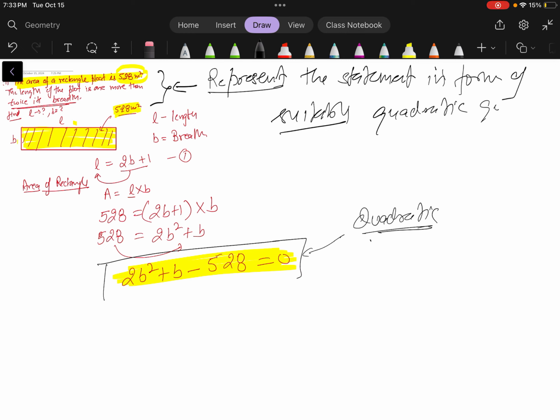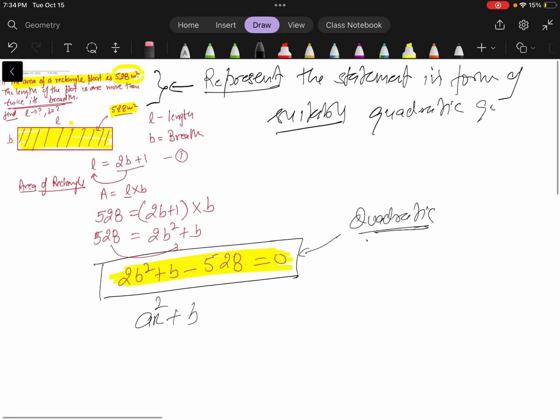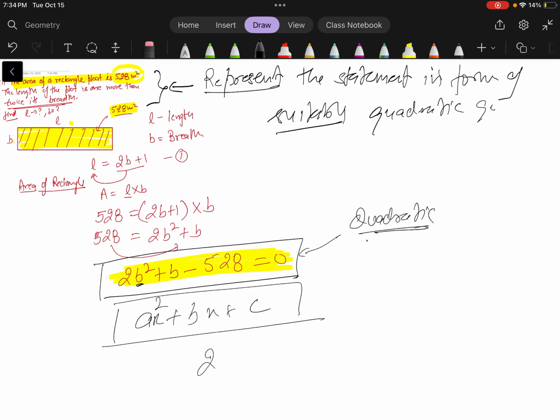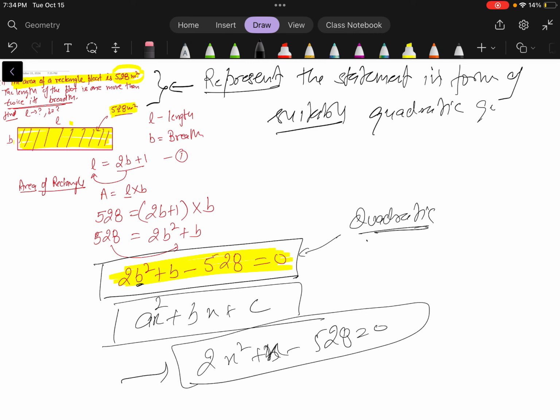So what we have done over here, this is a quadratic equation, because this is equal to ax square plus bx plus c. So this is the quadratic equation. Here b is our x. So you can assume here 2x square plus x minus 528 is equal to 0. So whatever we express, this is the quadratic equation. Basically in the next chapter we need to find the length and the breadth of this one.